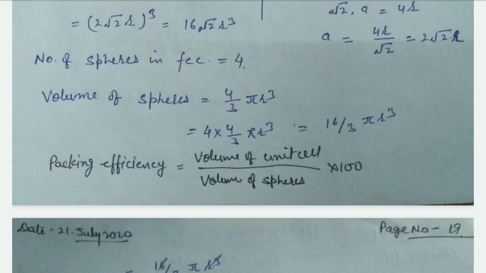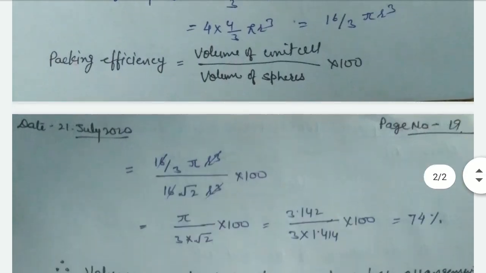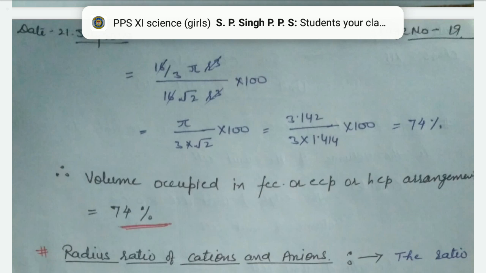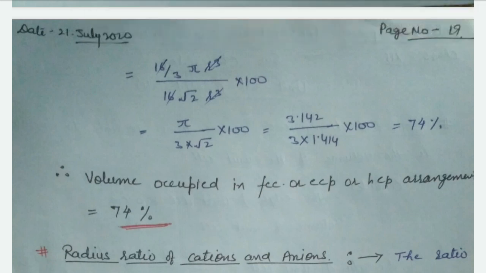These values are put in the formula of packing efficiency. In the formula of packing efficiency, the volume of the total number of spheres is 16 by 3 pi r cube and the volume of the unit cell is 16 root 2 r cube, multiplied by 100. After the calculation, we find that it is about 74%. It means the volume occupied in FCC or CCP or HCP arrangement is 74%. It is much higher than simple and BCC.